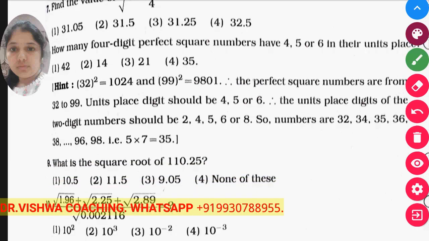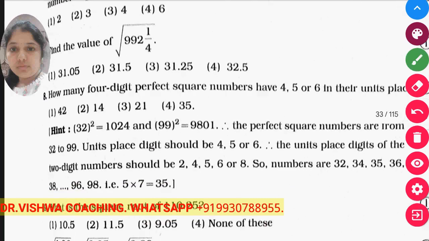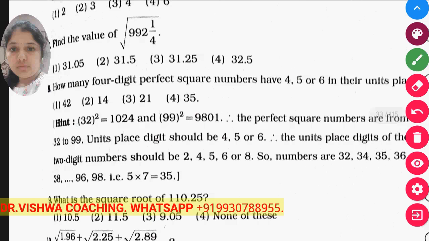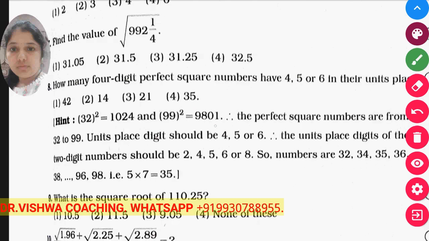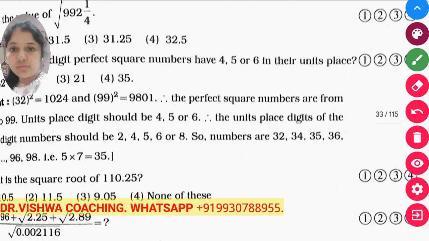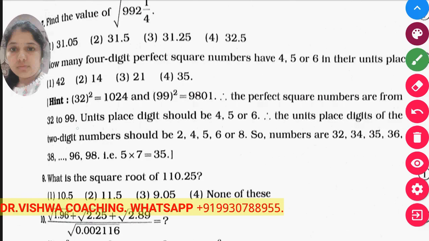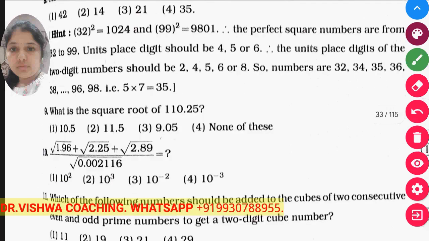Now how many 4-digit perfect square numbers have 4, 5, 6 in their unit places? 32 square has 4 at unit place, 99 square has 1 at unit place. The perfect square numbers are from 32 to 99. So you have to calculate those numbers that have the unit place digit and you can find your answer here. Okay.